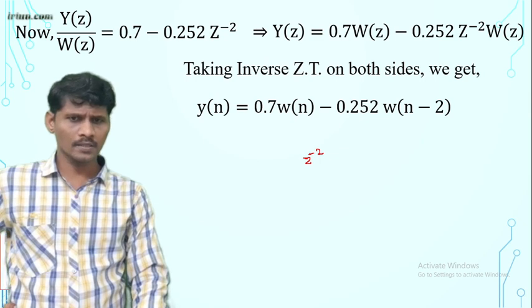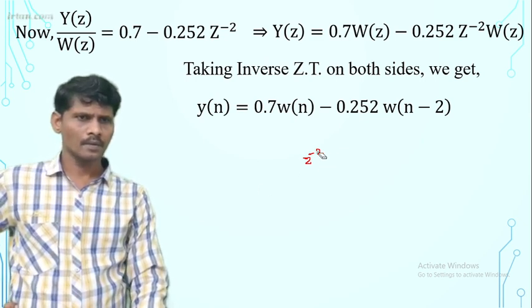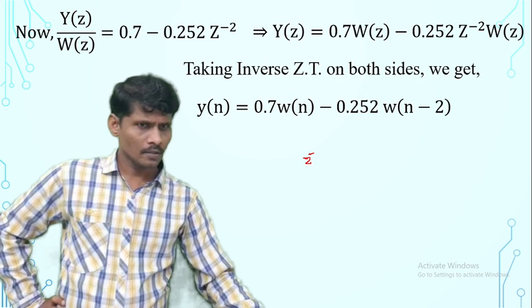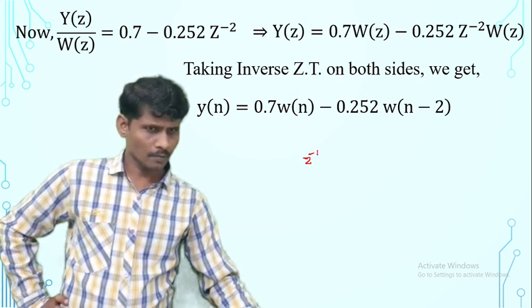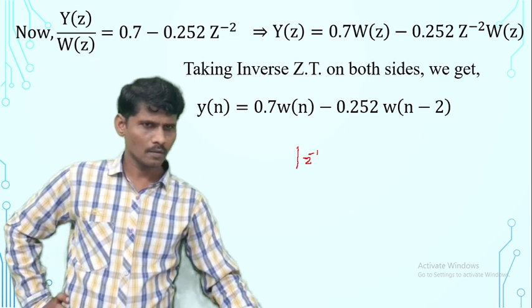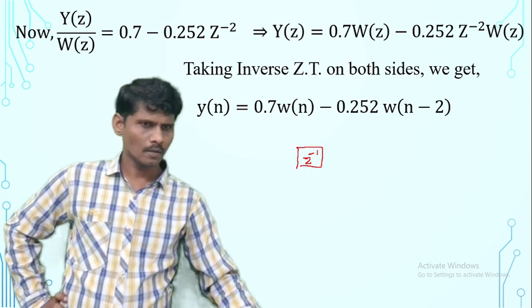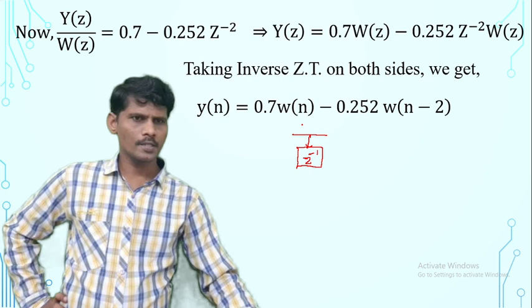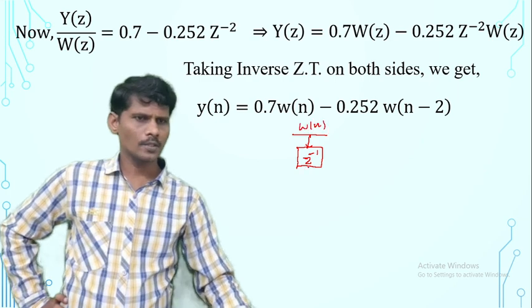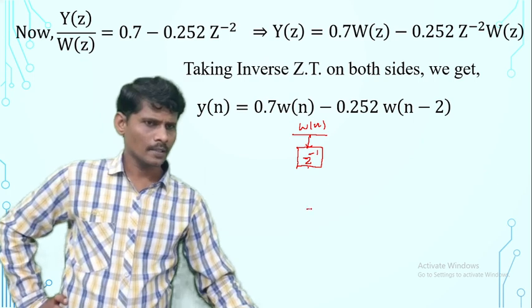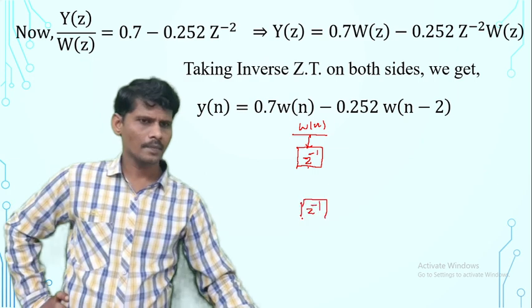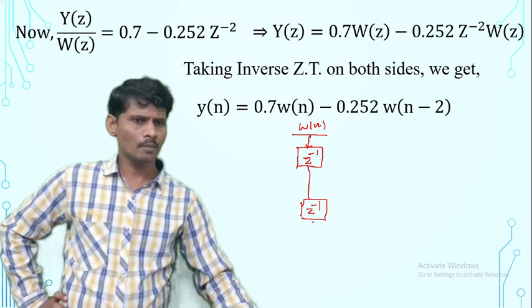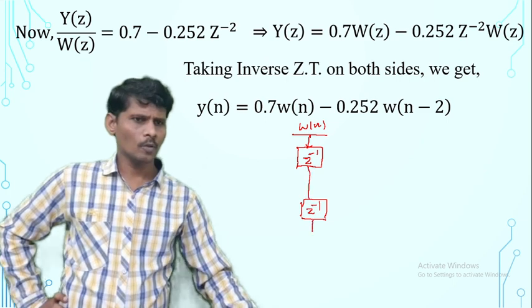Or otherwise, taking two delay elements. The first delay element is z power minus 1, and the input is w of n, and the output of this delay element is w of n minus 1. Taking another delay element z power minus 1, what is the input to this delay element? Second delay element input w of n minus 1, and output is w of n minus 2.